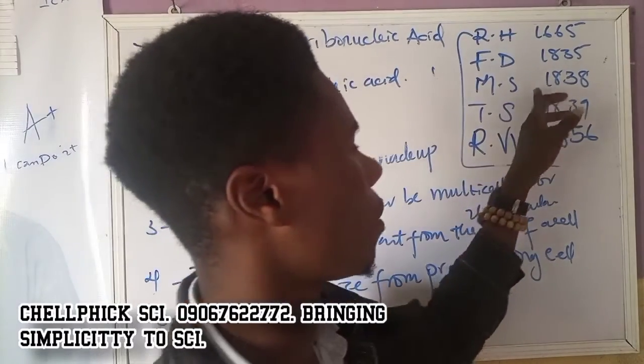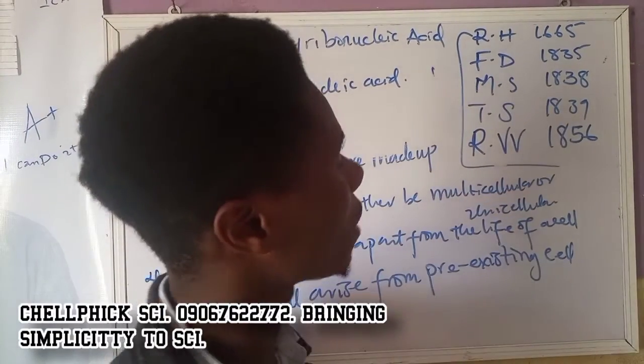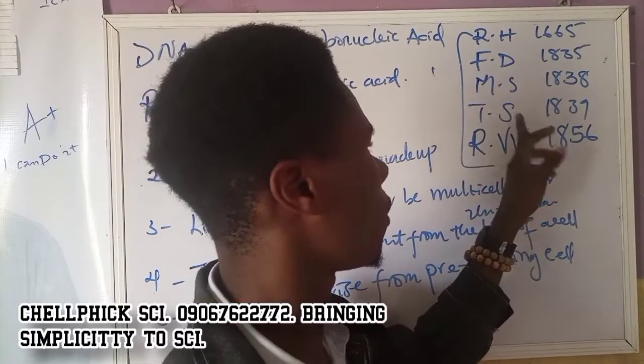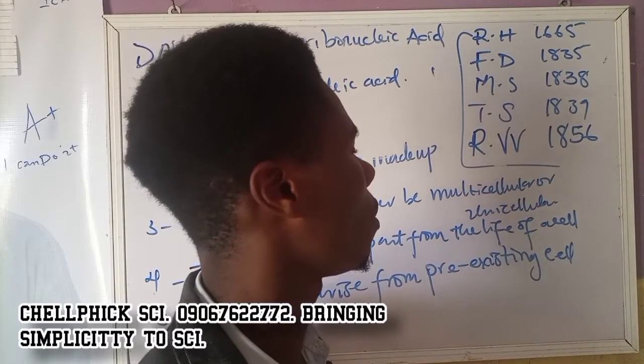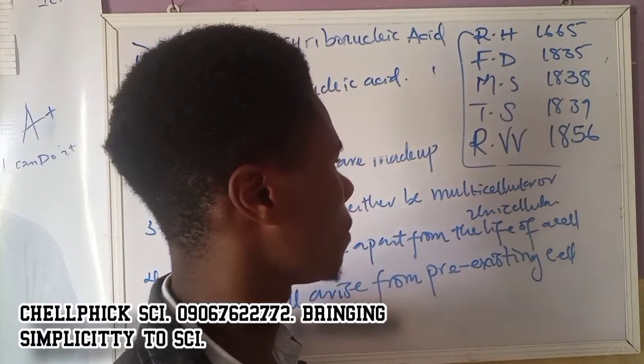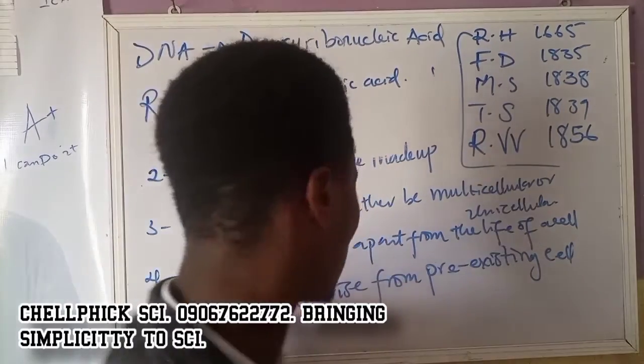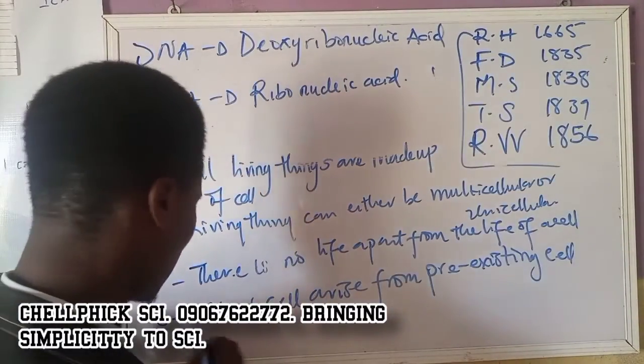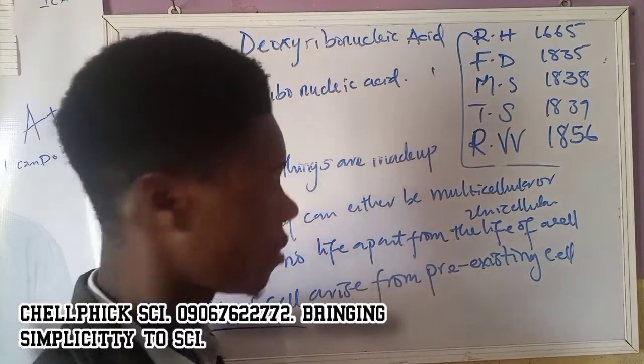Matthias Schleiden discovered that all plants are made up of cells. Theodor Schwann discovered that all animals are made up of cells. Rudolf Virchow proposed a theory that new cells arise from pre-existing cells.